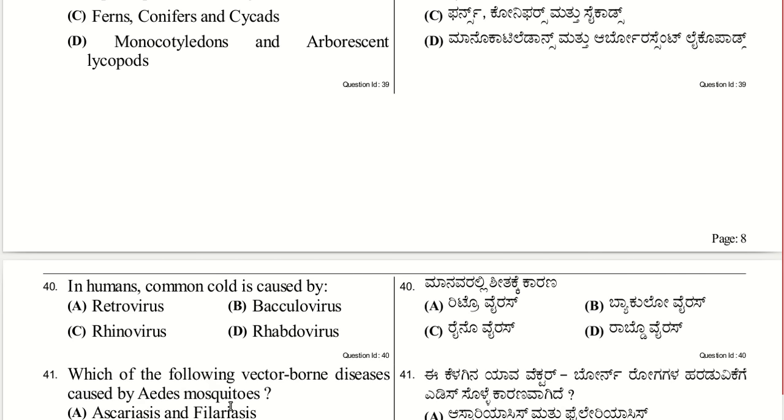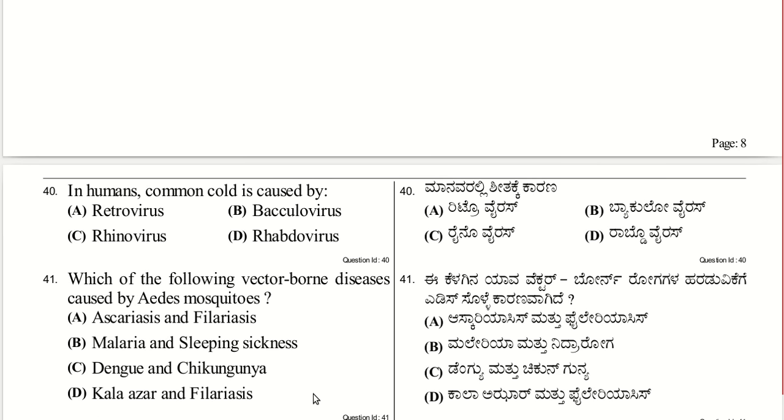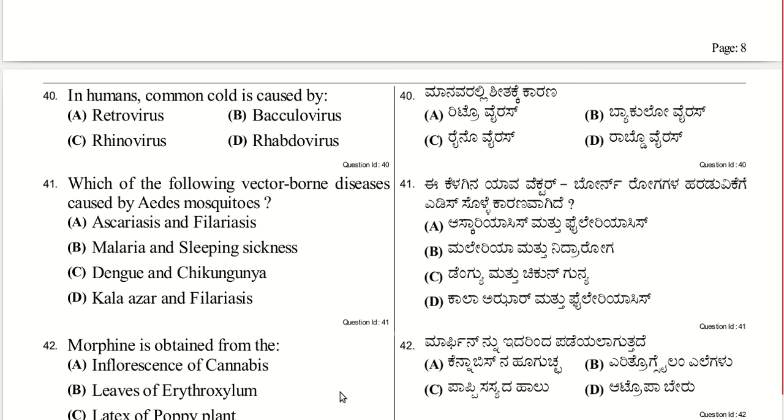40th, in humans common cold is caused by rhinovirus. C is the answer. 41st, which of the following vector-borne diseases is caused by Aedes mosquito? The Aedes mosquito is going to cause dengue and chikungunya. So C is the answer for it, dengue and chikungunya.